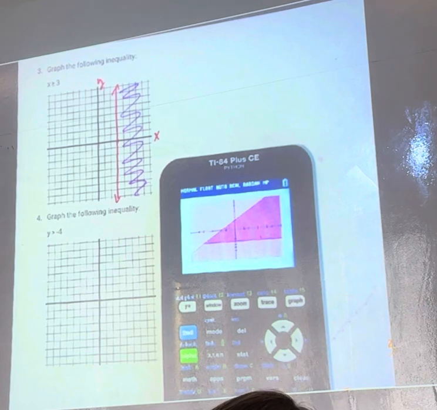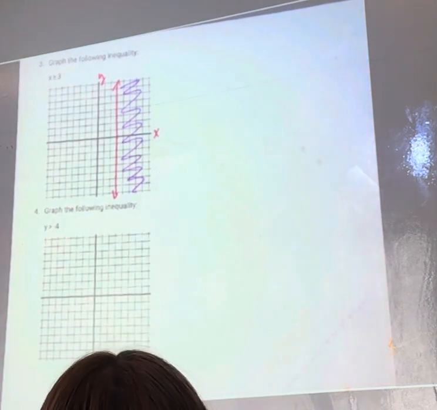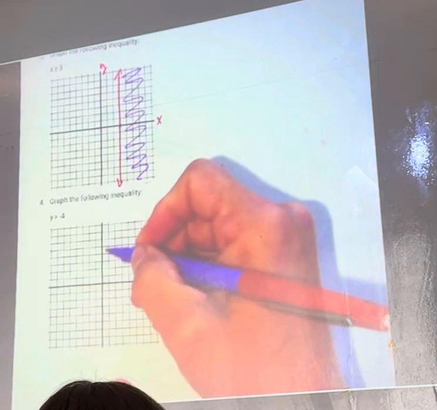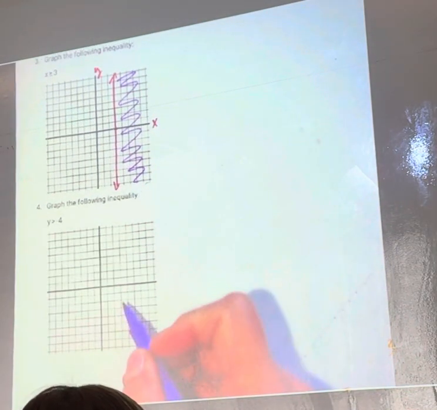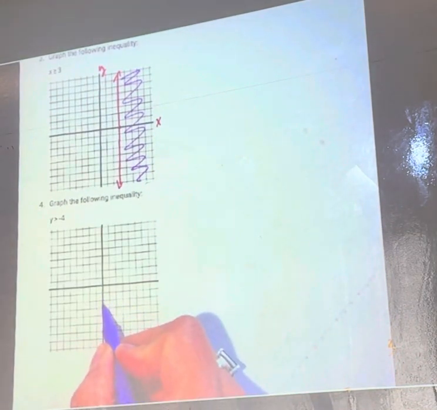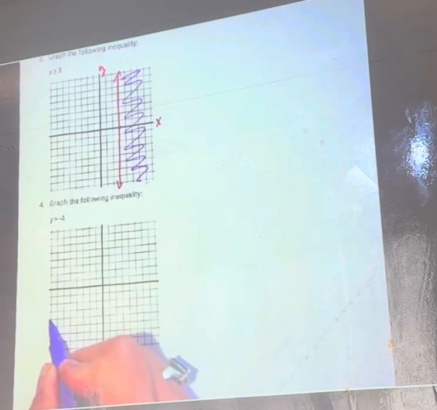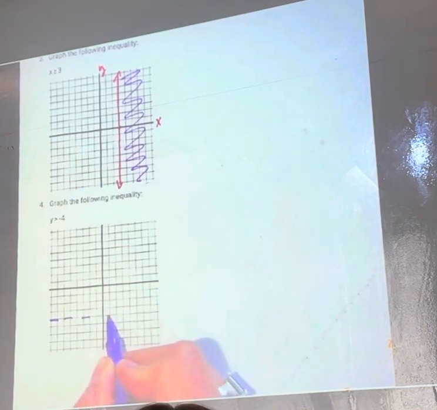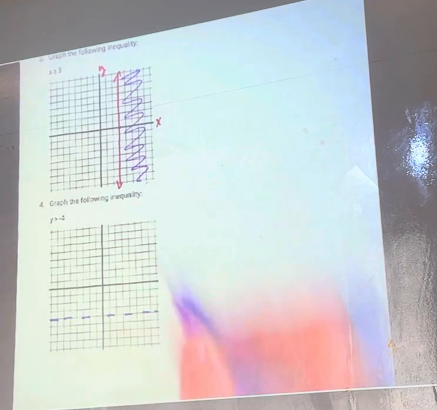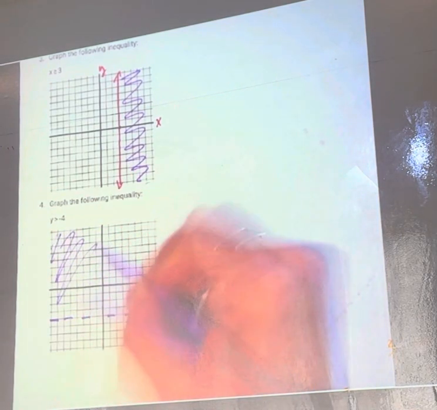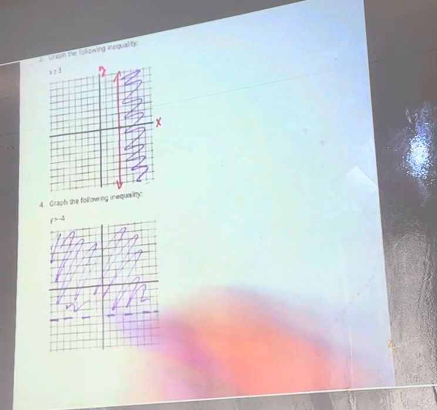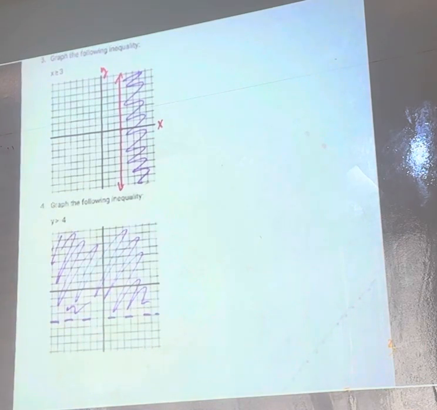So yes, you can shade with your calculator, but if you're doing just one equation, I would just do it by hand. So we got y is greater than -4. So 1, 2, 3, 4, dashed line, and greater, so it is shaded above. Okay? And that is it for today.